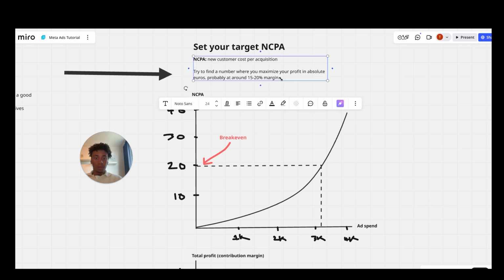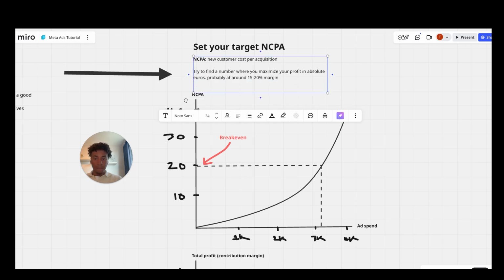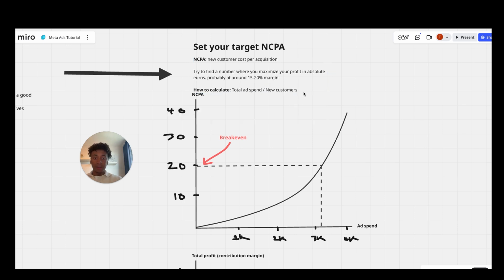Also, what is important to understand is what I mean by NCPA. So how do you calculate your NCPA? And that is very simple. What you need to do is just go to Meta or your total ad spend. If you're spending on Google, TikTok, just take your total ad spend and then divide it by your total amount of new customers. And how do you get these new customers? Just go to your Shopify analytics, and there you can find how many new customers you had on a certain day. Just don't look at what it says in Meta or Google or TikTok, these over-attribution numbers.